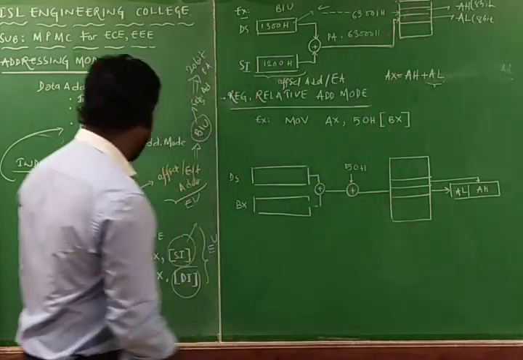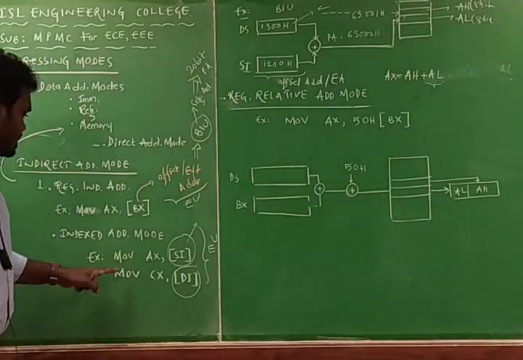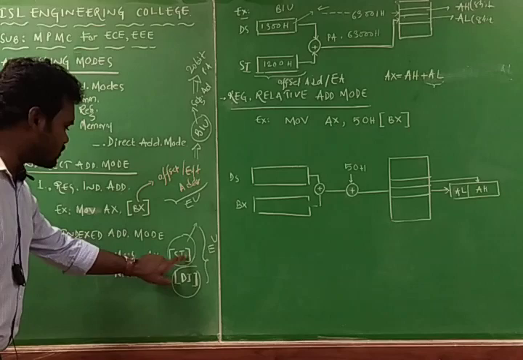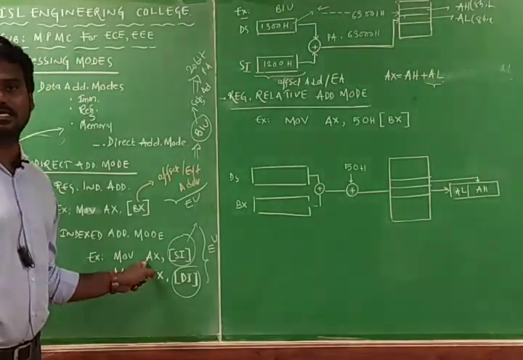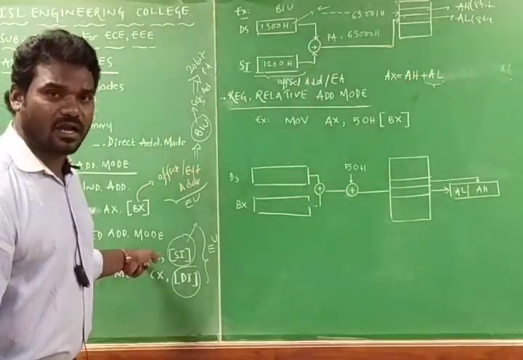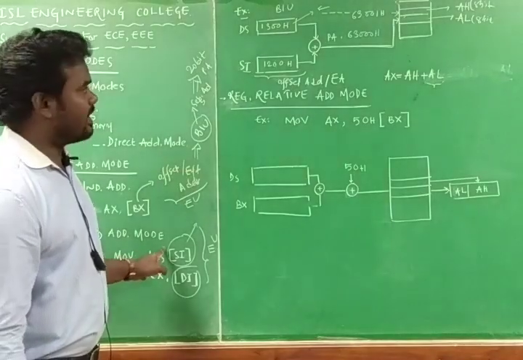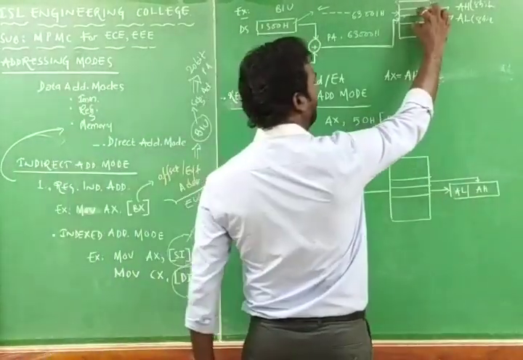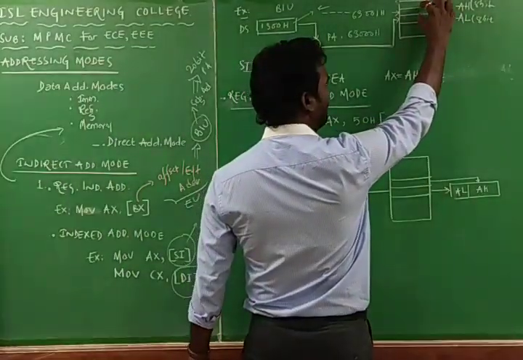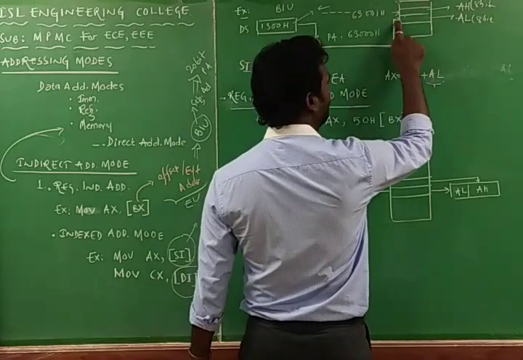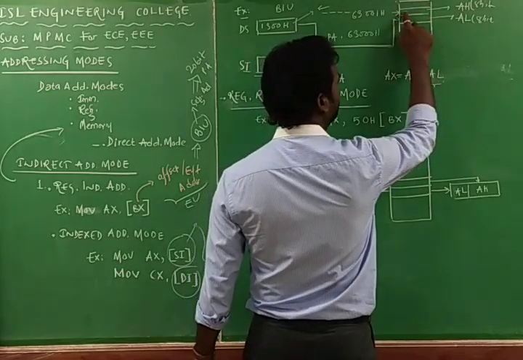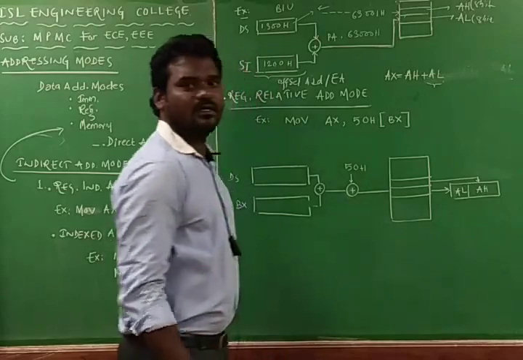But here the instruction is given as SI has to move into AX. AX is a combination of a higher byte and a lower byte, so the lower byte data will be moved into the lower byte and the higher byte data will be moved into the higher byte.